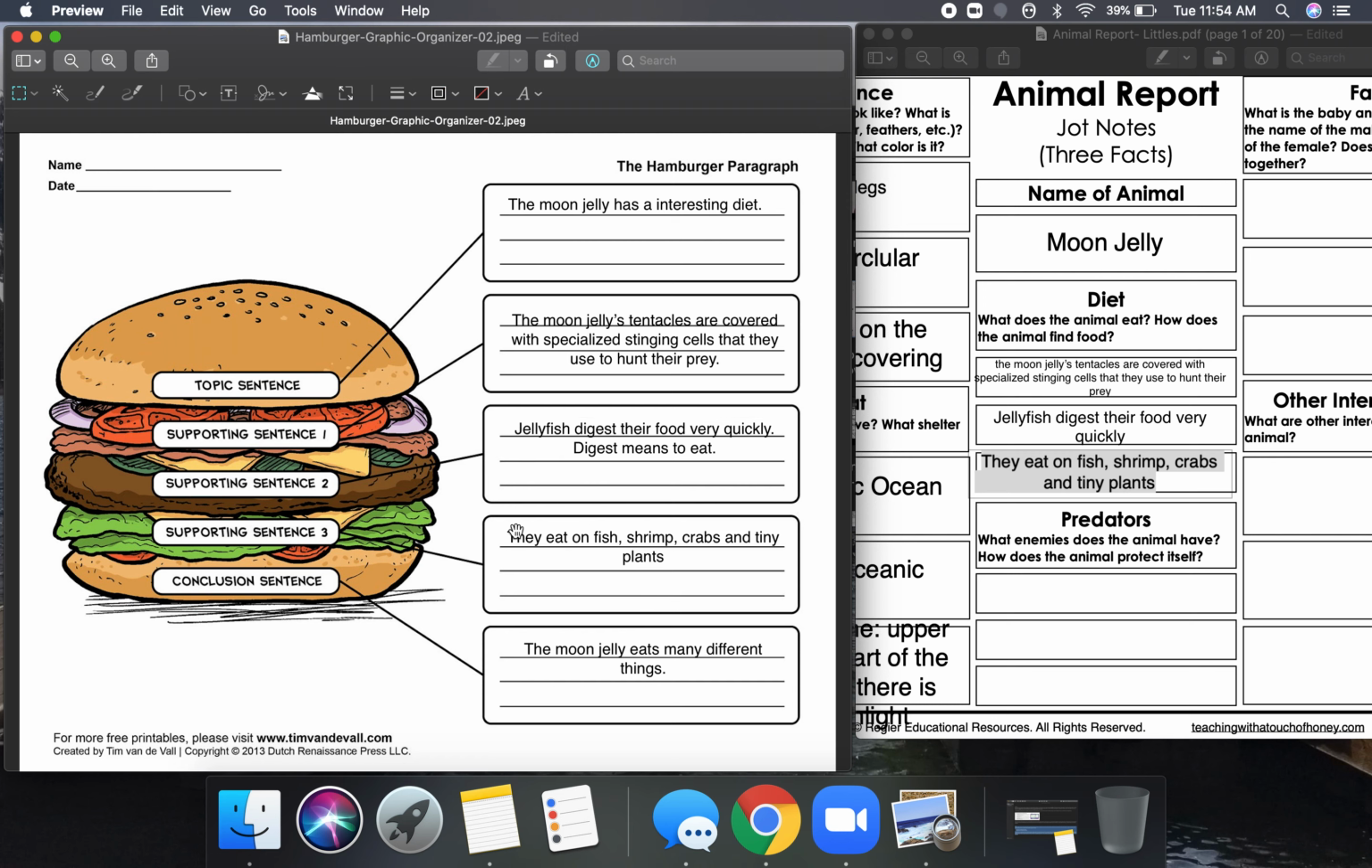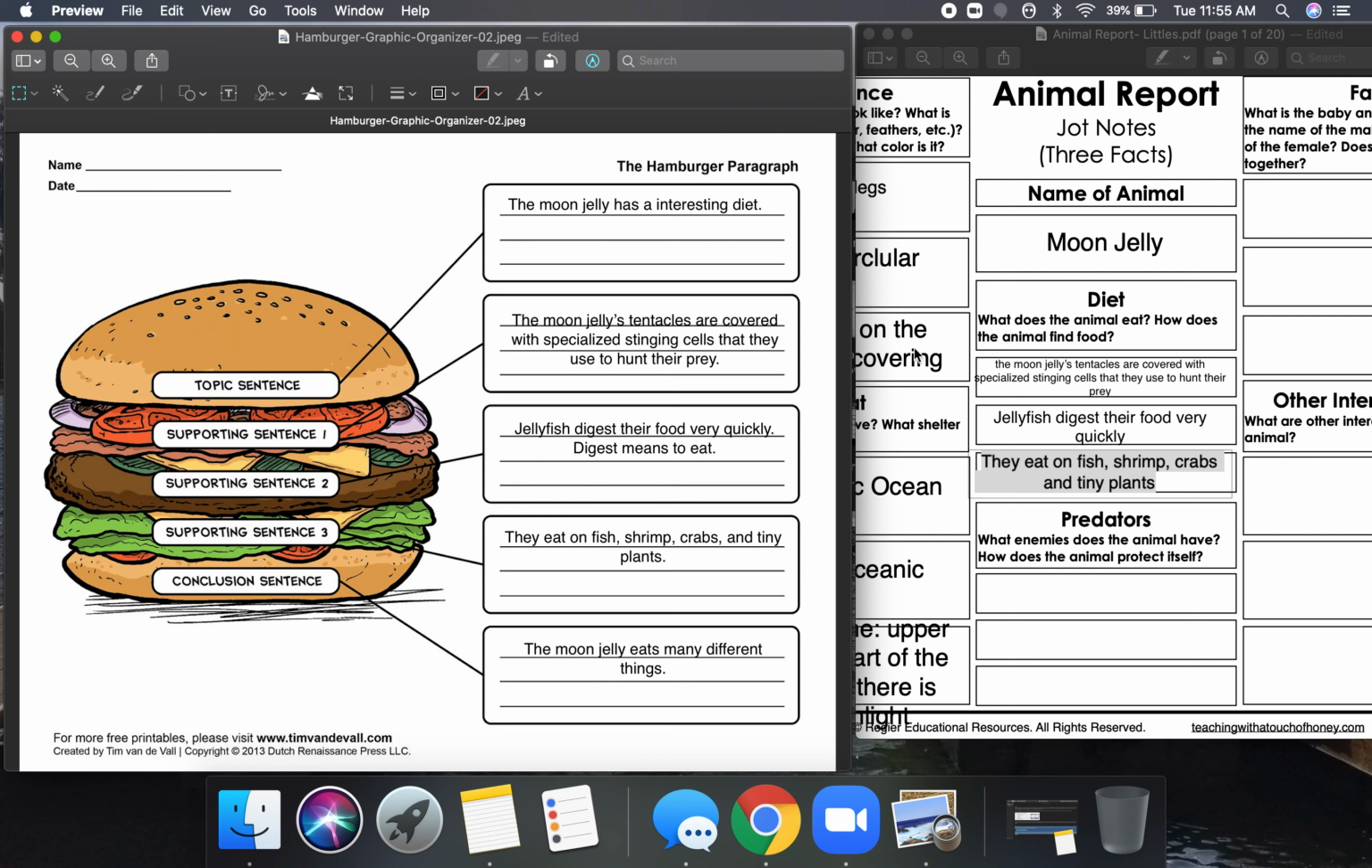I see a capital letter for they. They eat on fish, shrimp, crabs, and tiny plants. Well, I need to add my period to the end of my sentence. I also notice I need to add a comma right here. Okay, that looks good to me. Let's check our last one. The moon jelly eats many different things. Okay, that sounds like a good bun sentence to me.